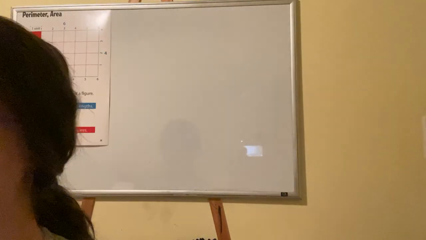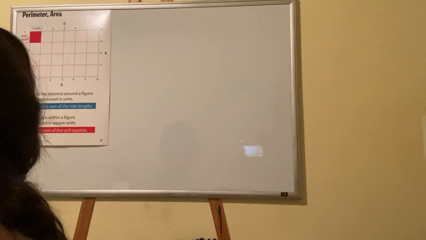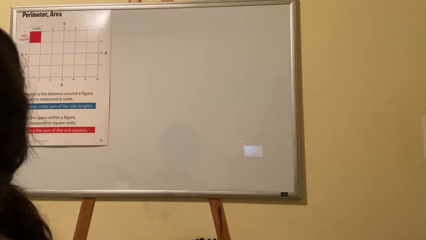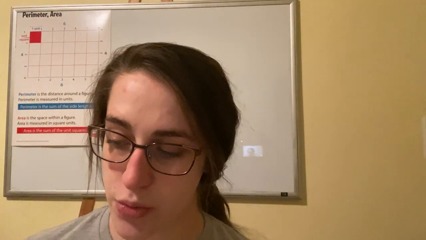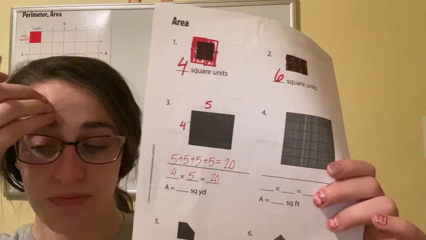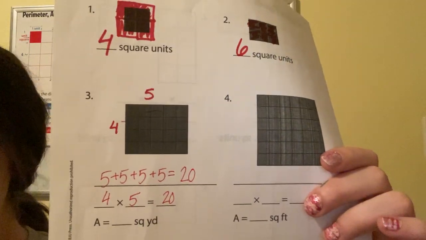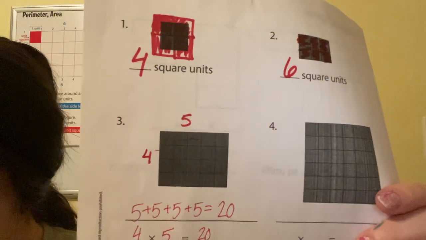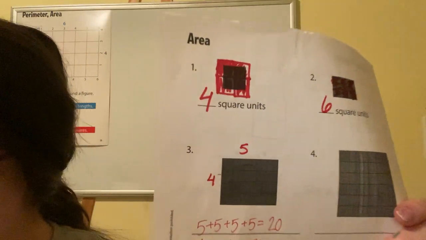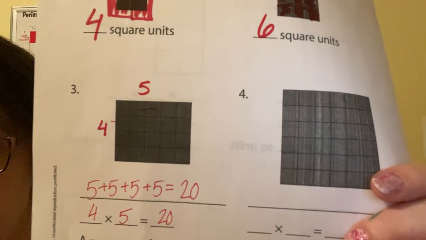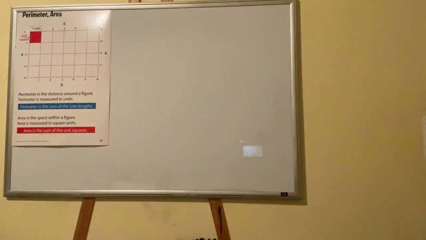So now we need to answer the question they were asking. The question was, how many square yards of carpet will Mrs. Reams need to cover her bedroom floor? How many unit squares are there in her bedroom? There are 20.